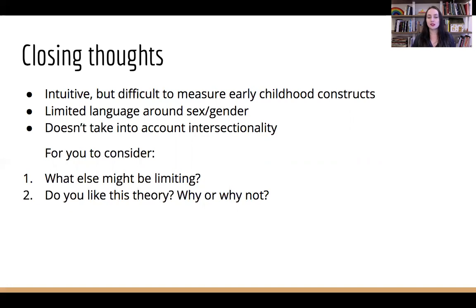So for you to consider, what else might be limiting about this theory? Do you like this theory? Why or why not? And what might you be able to take from this theory, even if you don't like this theory? Is there anything in there that you might like to take as you conceptualize how you will be working with clients around career?